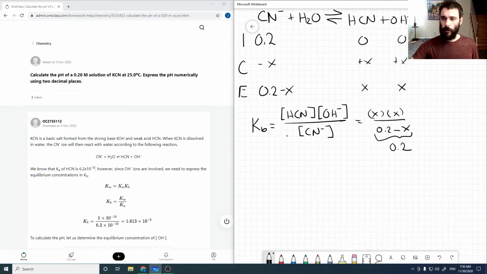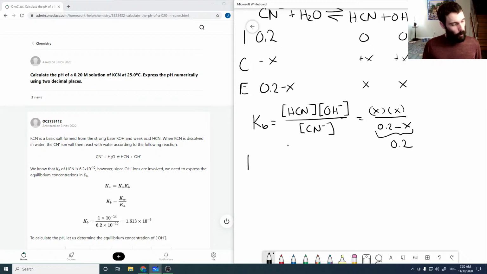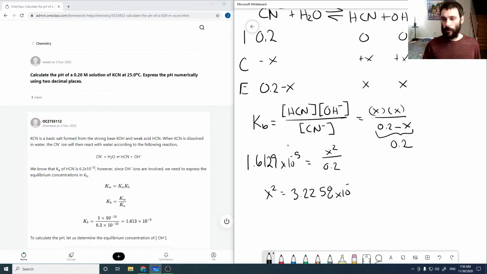Now putting in our values, we have 1.6129 times 10 to the minus 5 is equal to x squared over 0.2. X squared is equal to, just multiplying by 0.2, we get 3.2258 times 10 to the minus 6, or x is equal to 1.796 times 10 to the minus 3 molar.